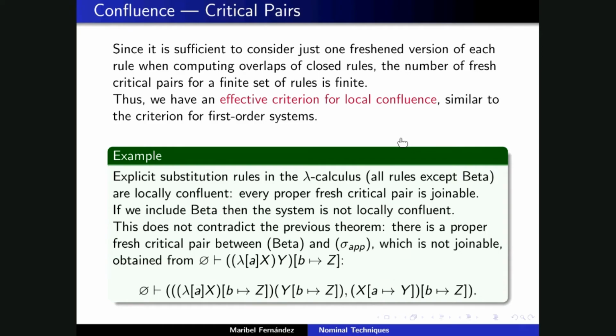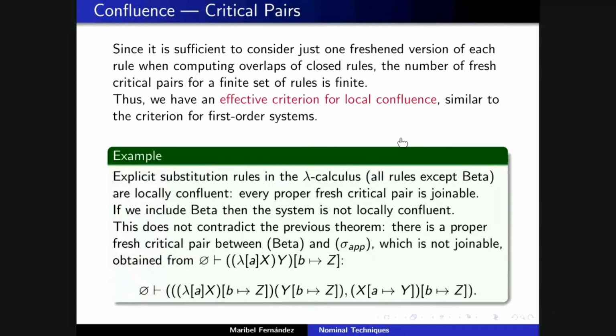If you also add beta, and you consider beta plus all the explicit substitution rules, there is a critical pair which is not joinable, because the beta rule superposes with the rule that applies a substitution in an application, and that critical pair is not joinable. So if we wanted to join it, you need to add rules. And this, for those of you that are familiar with explicit substitution systems, it's because here we are really looking at the confluence of the language, confluence for the whole set of terms, even terms with variables.